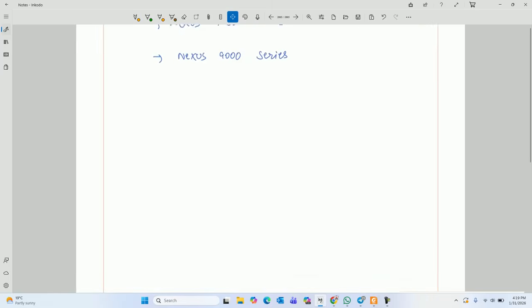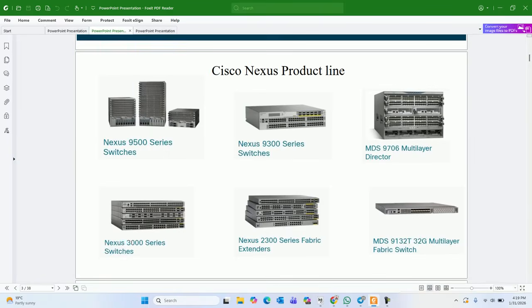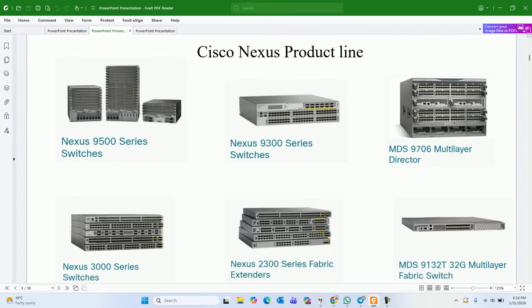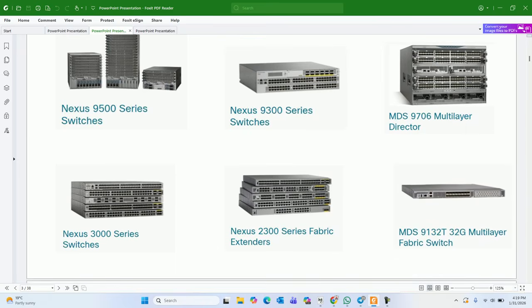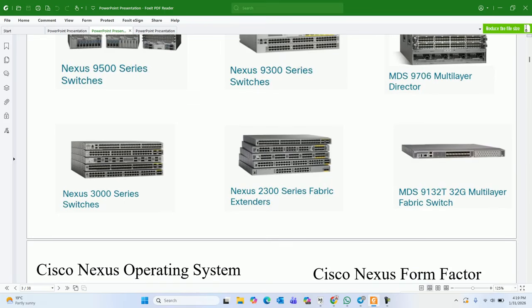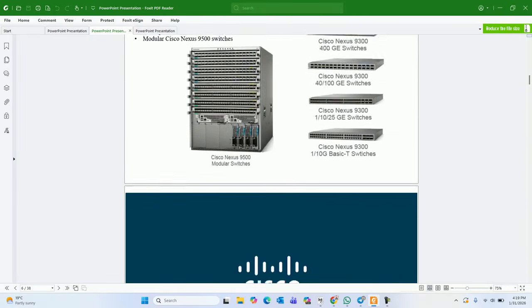Now whenever you have the Nexus switches, here I have a document in which we have the hardware related information. I hope it's visible. Here we have the product line of Nexus switches. Let's say you have Nexus 9500 series, Nexus 9300 series, MDS, Nexus 3000 series, Nexus 2300, and MDS 9132. Before going further, first of all, let's understand the difference between two types of Nexus switches.